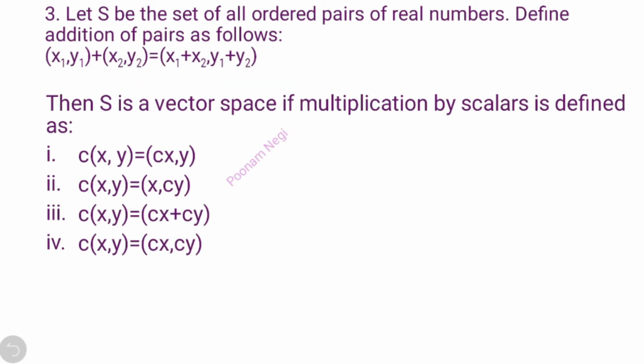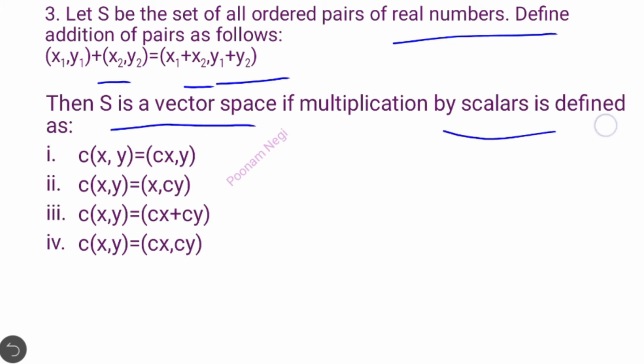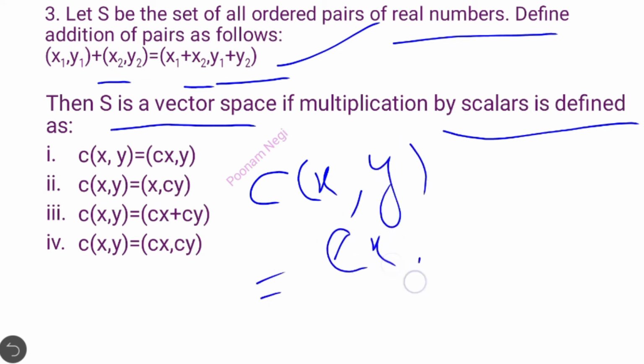Next, let S be the set of all ordered pairs of real numbers. Define addition of pairs as follows: (x1, y1) plus (x2, y2) equals (x1 plus x2, y1 plus y2). Then S is a vector space if multiplication by scalar is defined as. From this definition we can easily verify that c(x, y) equals (cx, cy). That's why option number 4 is the correct one.